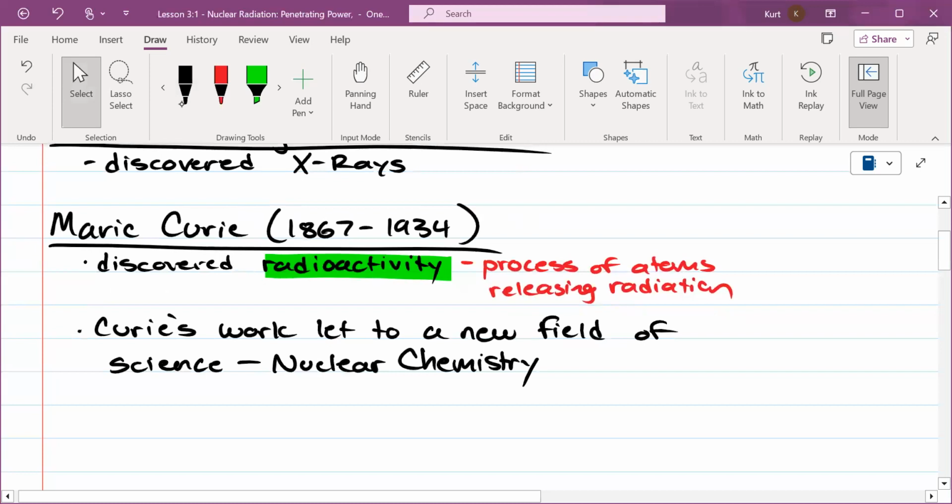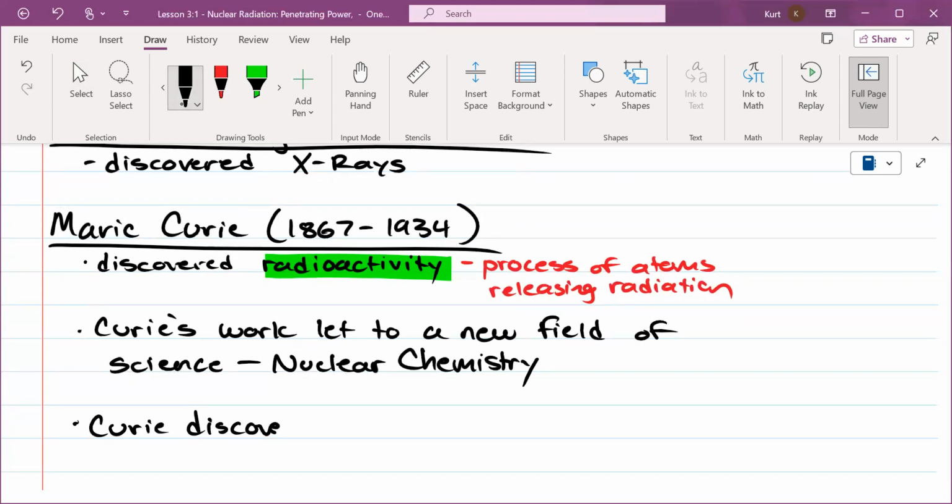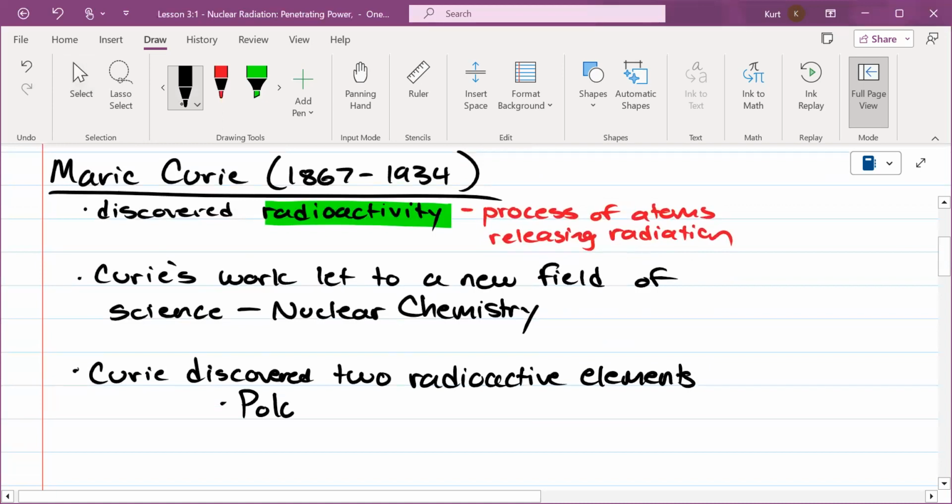And I remember seeing this on a Jeopardy question one night a couple of years ago. Curie discovered 2 radioactive elements. Polonium, which is abbreviated Po, and yeah, radium. So it was not radon, it was radium, which is Ra. She discovered those.